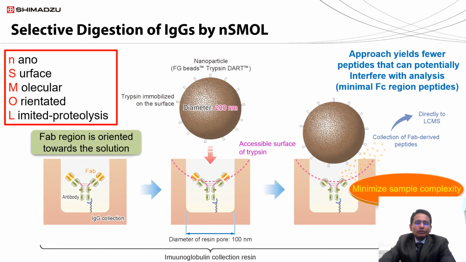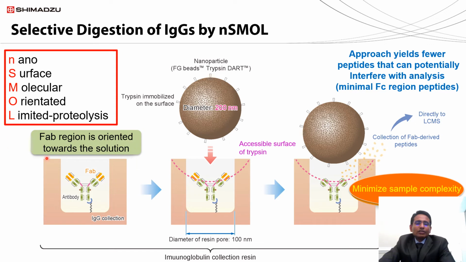I am going to show you selective digestion of IgGs by nSMOL. nSMOL is basically Shimadzu's proprietary technology, that is nano-surface molecular oriented limited proteolysis. If you have any protein that has significantly low abundance, that can be enhanced using this protocol. So how can we use this?